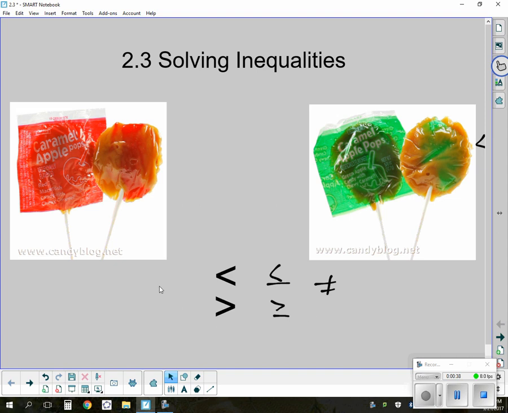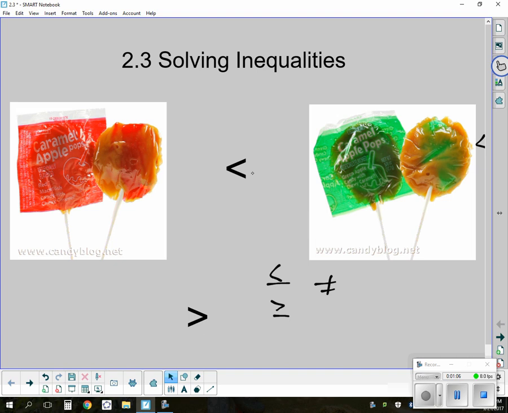So everybody's buying the caramel apple suckers right now. So what do you think is better, the red or the green? So is the red sucker less than the green, meaning the green is better? Or is the red greater than the green? I think most of you seem to think that the green are better. That seems to be the consensus.